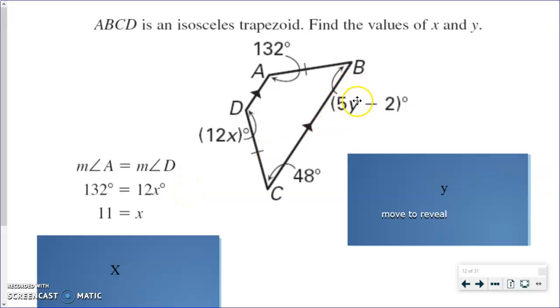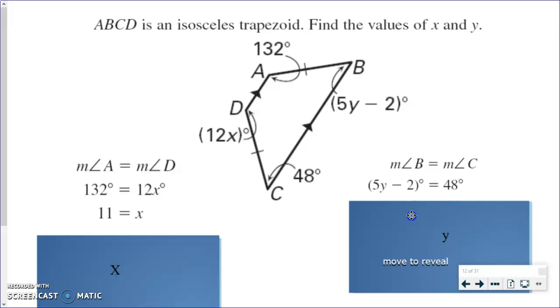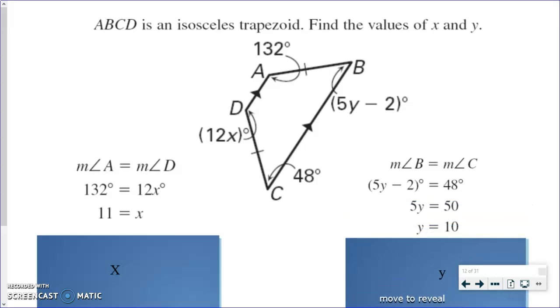For y, we're going to make this 5y minus 2 is going to be equal to 48. And then when we solve that equation, we get y equals 10.